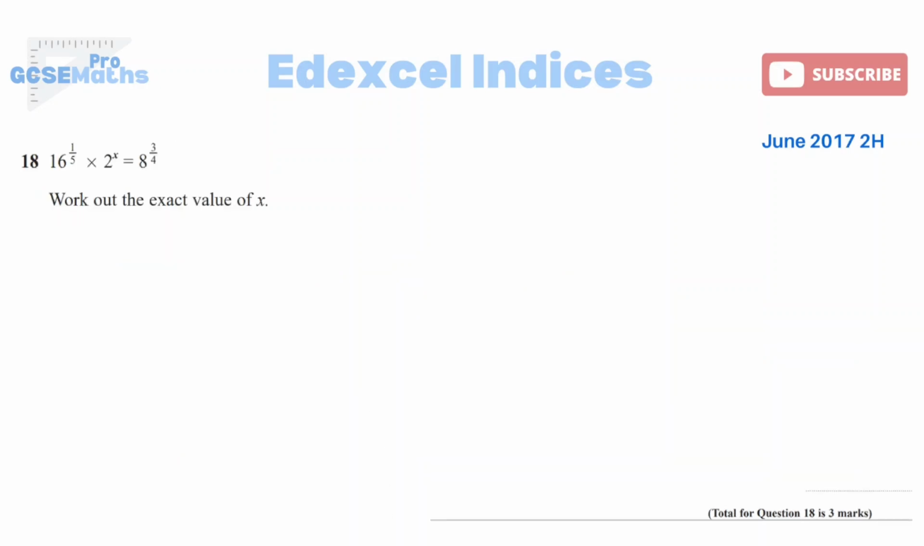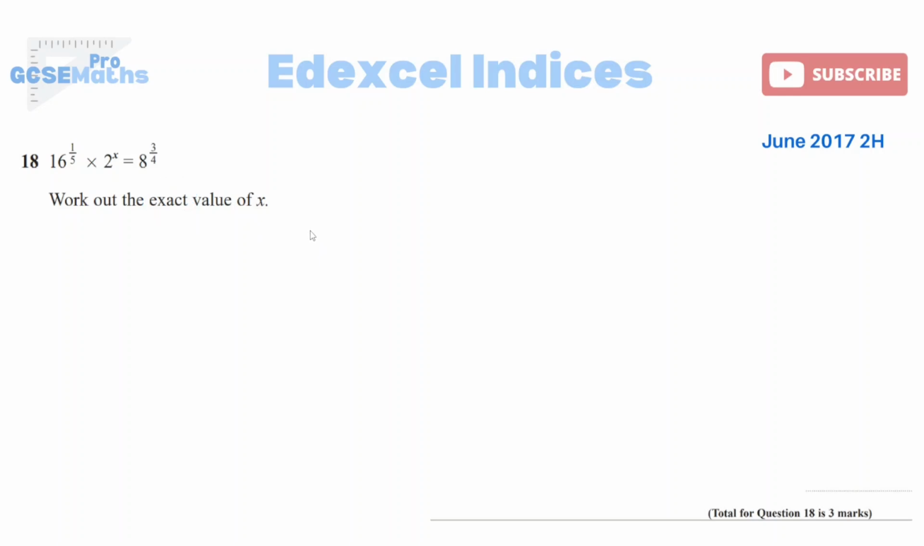Okay, another question, 18 here. Now this one's actually a calculator question. So they've told us we've got 16 to the power of 1/5 multiplied by 2 to the power of x is equal to 8 to the power of 3/4. Work out the exact value of x. So that's telling me it's not going to be a whole number. It's probably going to be a decimal or fraction, something like that, maybe even a third.